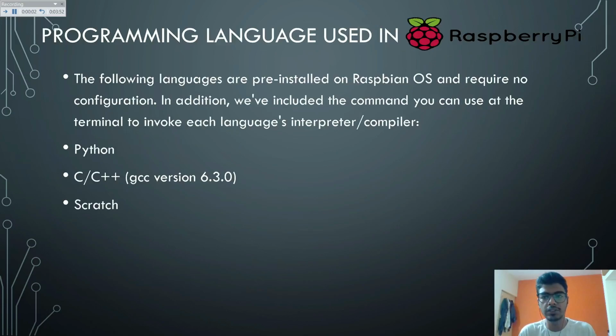Programming languages used in Raspberry Pi. The following languages are pre-installed, but then you can even go ahead and install your desired languages. The pre-installed ones are Python, C, C++, and Scratch, but then you can even install Java, or if you're a web developer looking for services, you can install Linux-based programming languages too.